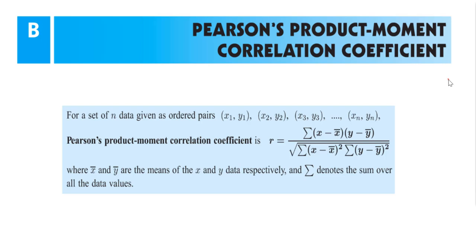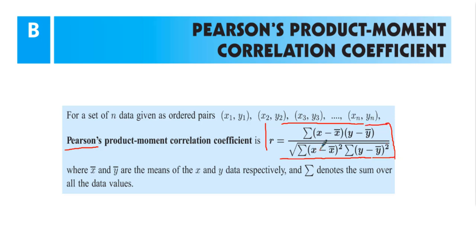Now part B is about the Pearson's product moment correlation coefficient. As you remember, in part A, we said that it's all subjective to call it strong, moderate, or weak. We need something more accurate. We need a number. So actually, Pearson himself found the formula with the pairs of data which we had.